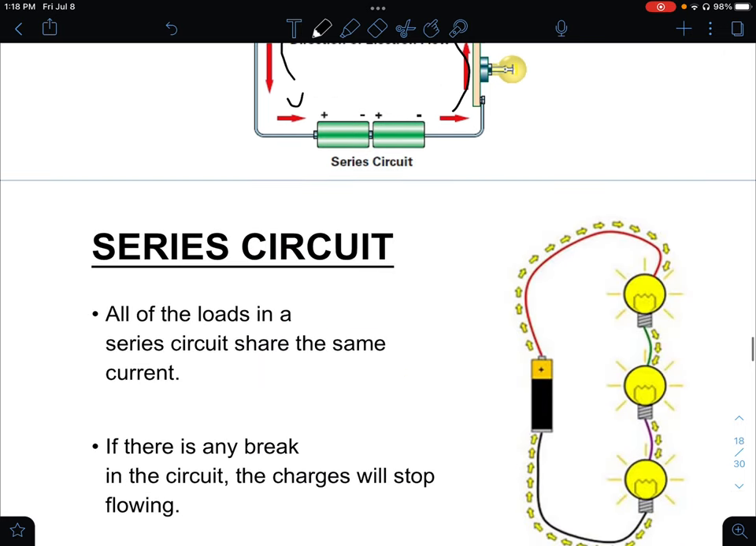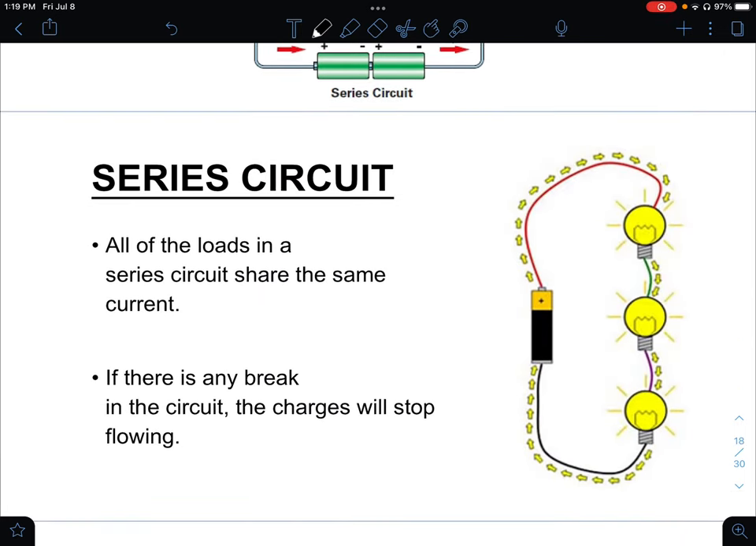It's a series circuit. So all the loads in a series circuit share the same current, and if there is any break in the circuit, the charges will stop flowing. So with just one break there, all of these light bulbs will stop.